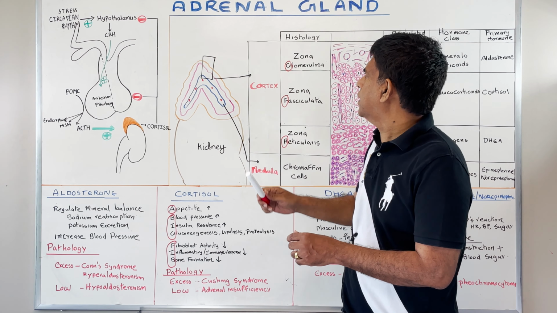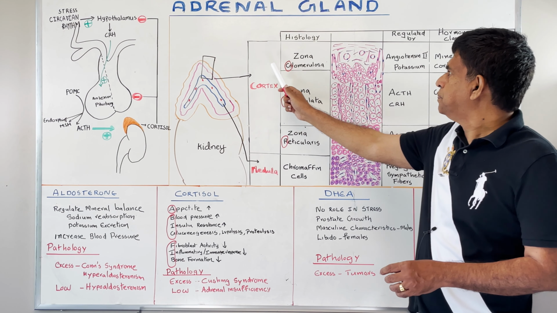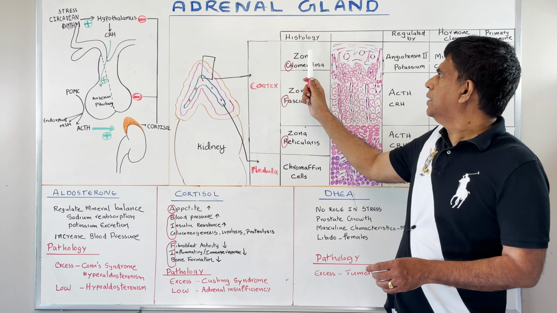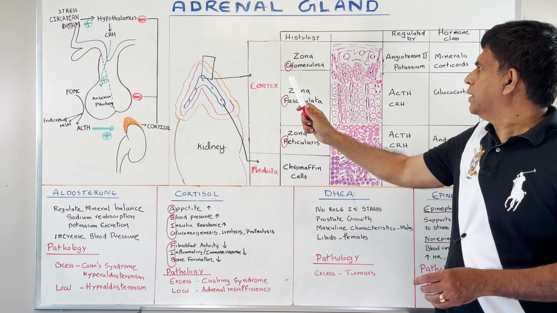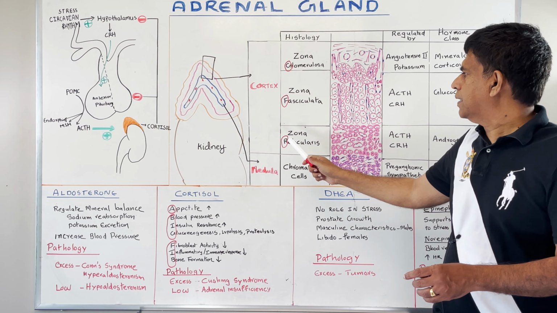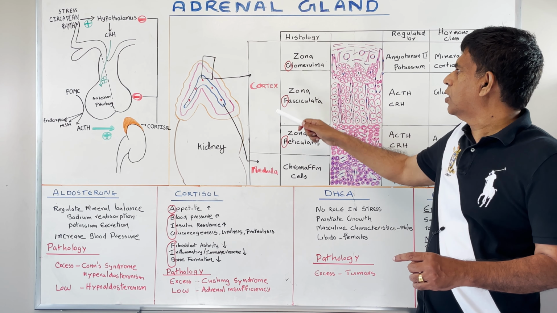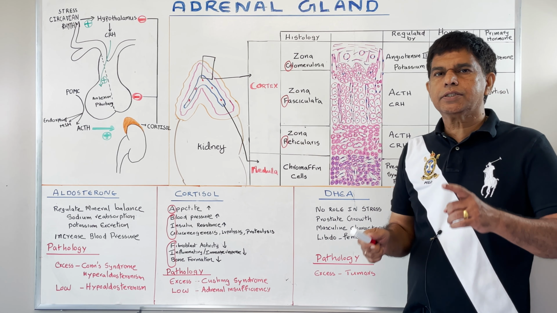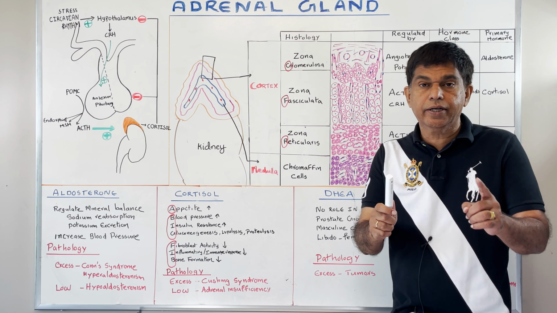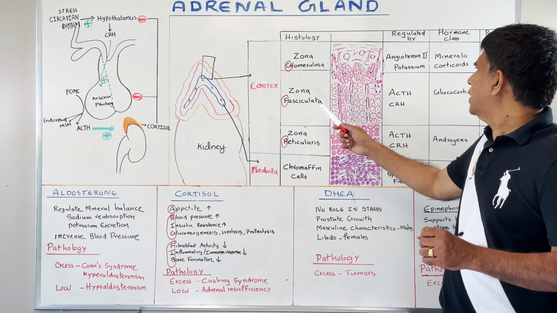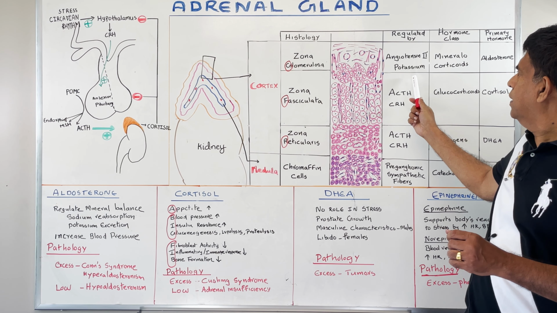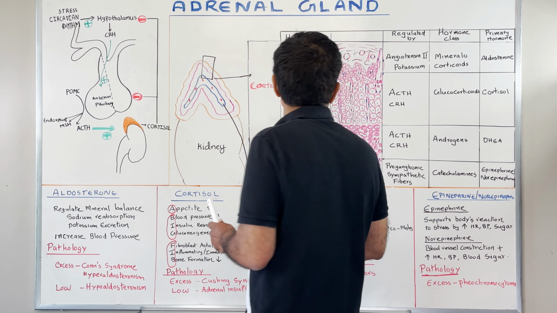So let's look at the cortex. What happens in the cortex right here? In the cortex, you have zona glomerulosa, zona fasciculata, and then zona reticularis. The best way to remember is the mnemonic GFR: glomerulosa, fasciculata, reticularis. If you like mnemonics, that's pretty good. Now let's look at what happens over here. I'm going to stand up here, that's probably better.